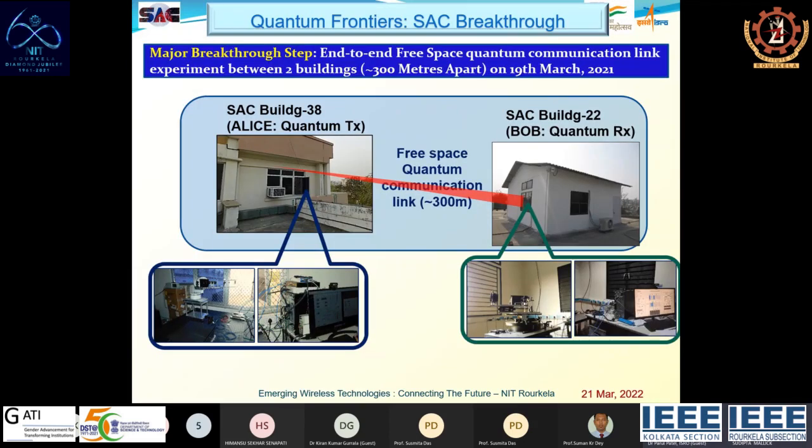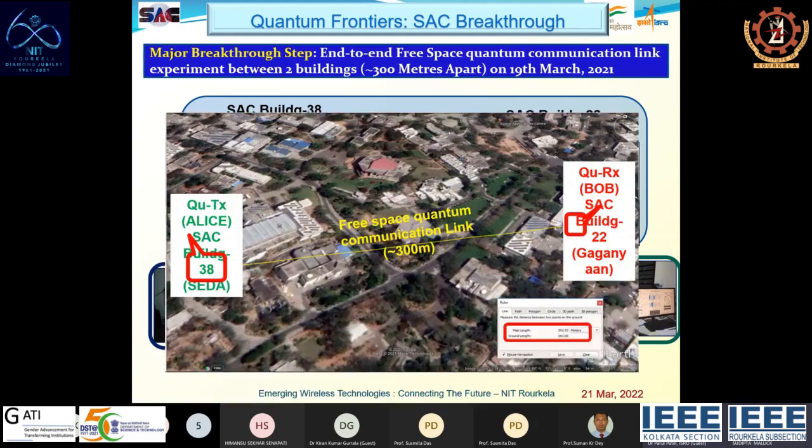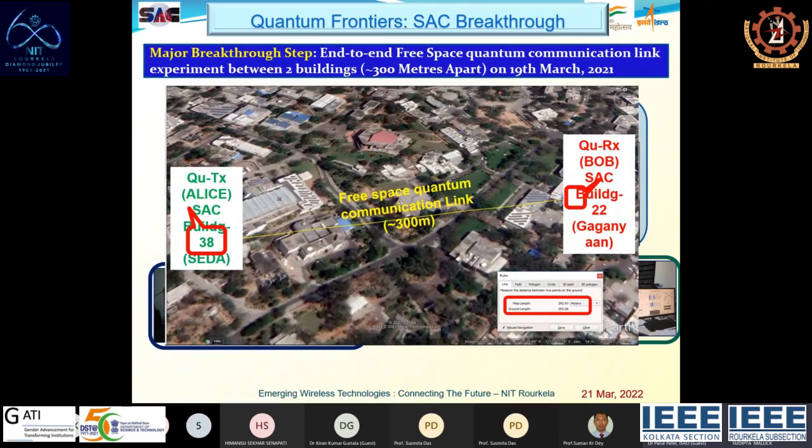I'll just show the example. This is the experiment that we did on 19th March 2021. We did the first end-to-end free space quantum communication over 300 meters. This is the Google image we have tried to show, that almost 300 meters we could achieve using Bob and Alice, and then the signal was transmitted, and we could receive the key, and even a video talk was done between the two.